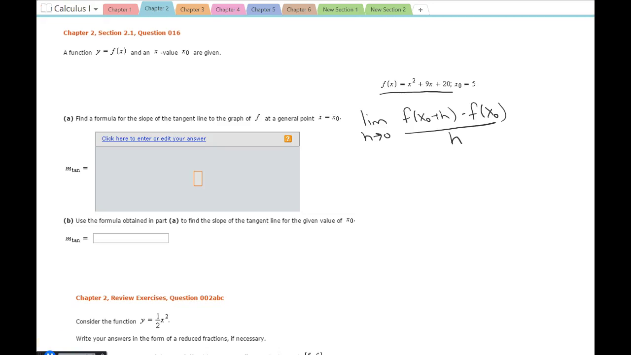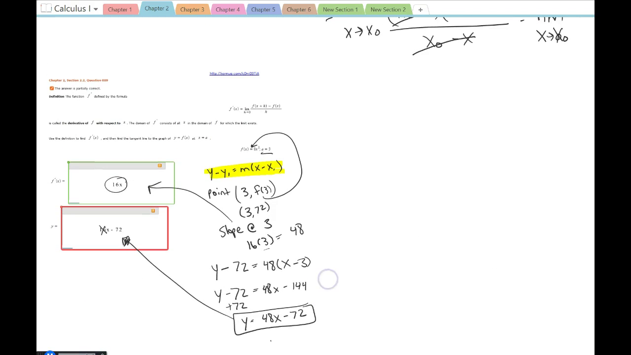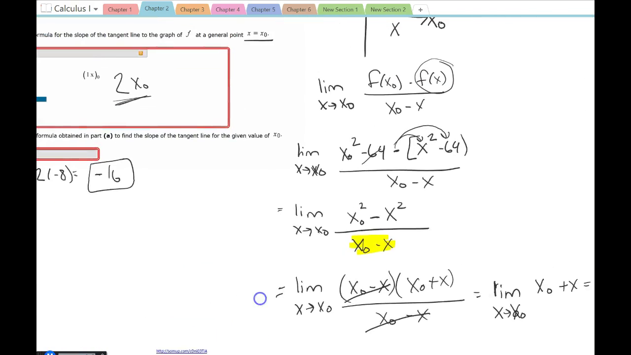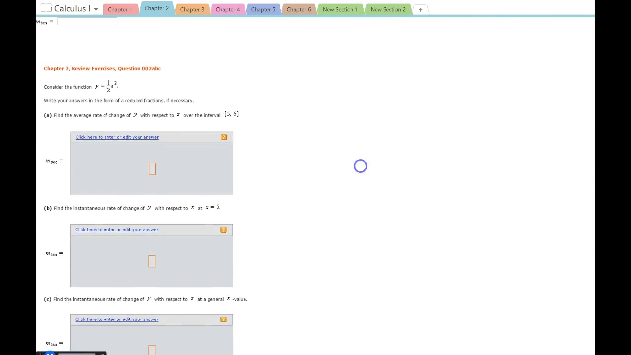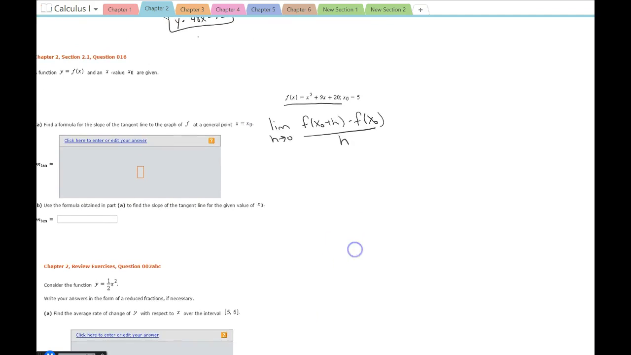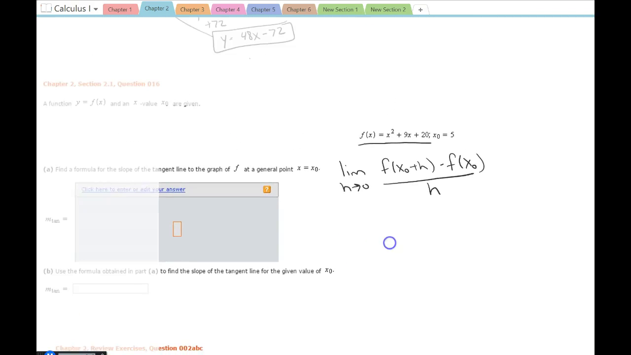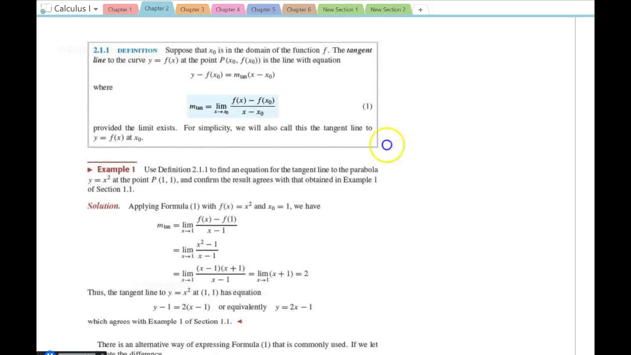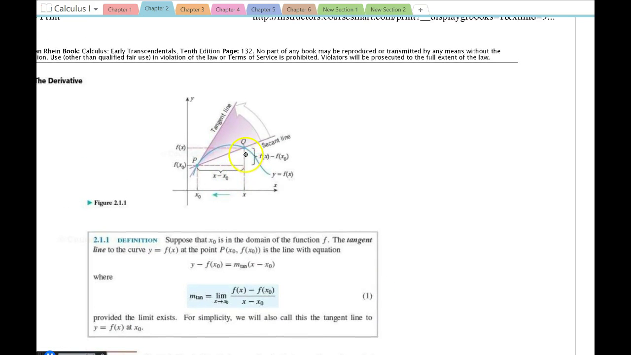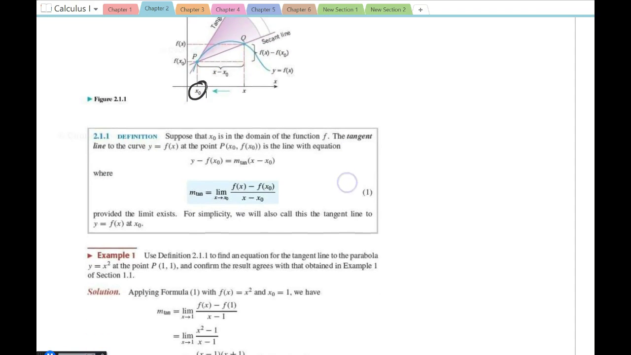The purpose of this video is to go over question 16 on 2.1, and this is very similar to question 15 on 2.1 that I did before, and you can find that video. So on this one, there's a few different methods to use in 2.1. 2.1 kind of introduces this by taking the limit as the secant line approaches the tangent line at some x0 point. They give you this equation.